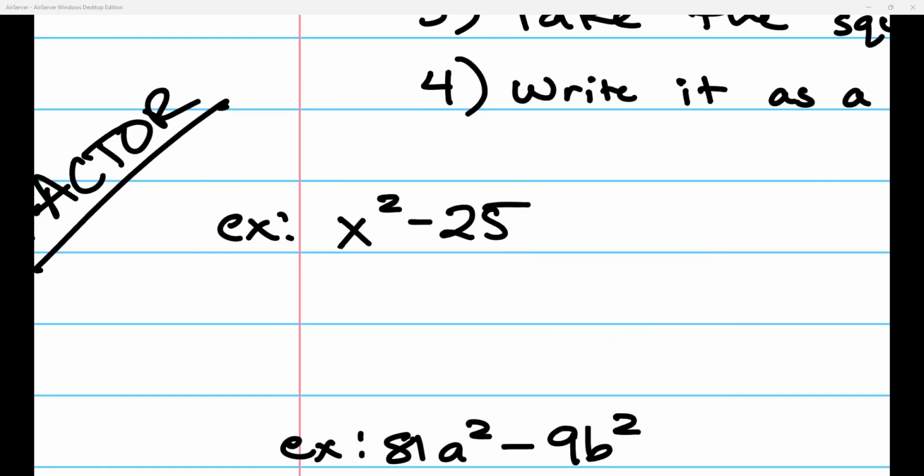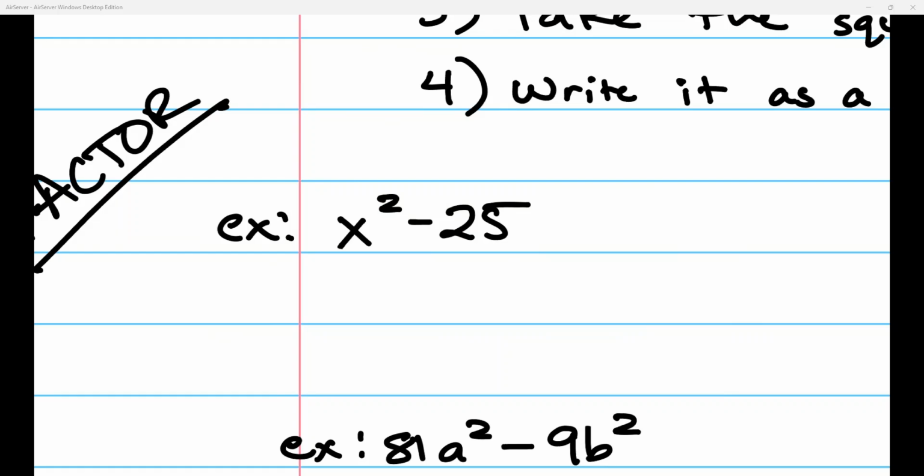We're going to see, are both terms perfect squares? Well, let's see. This is a perfect square because it's x times x. This is a perfect square because it's 5 times 5. So yes, this is a perfect square. Yes, this is a perfect square. And oh, look at that. There's a subtraction in the middle. Guys, this is a difference of squares. Since it's a difference of squares, then I know I can factor this really, really fast.